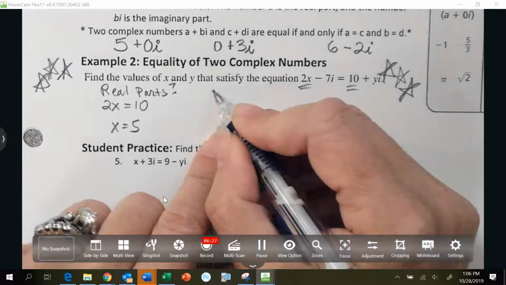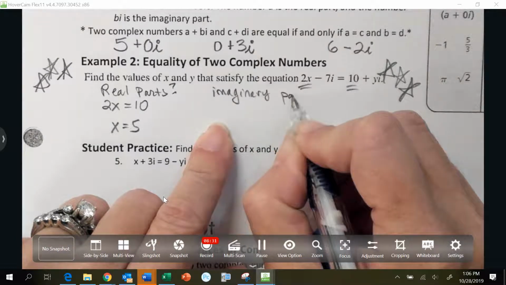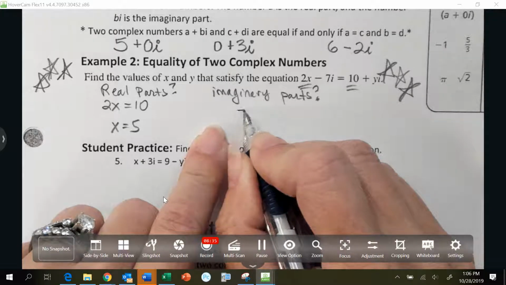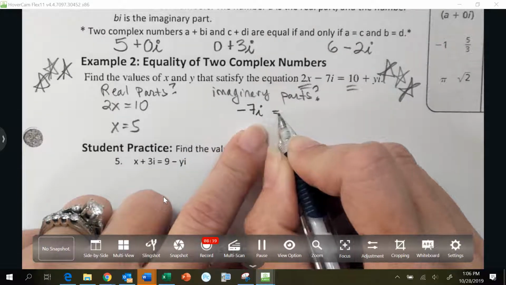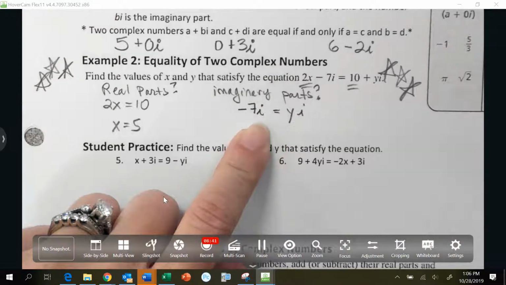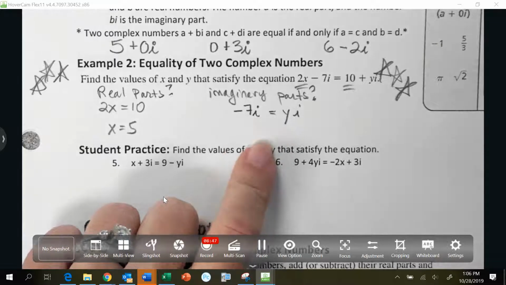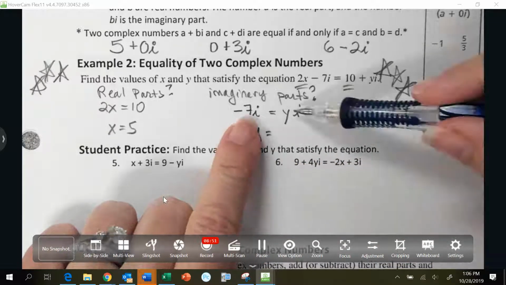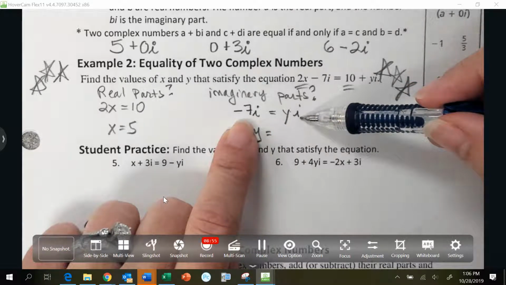How about my imaginary parts? Your imaginary parts are 7i and yi. What are they, Martin? Negative 7i and yi. Now I need to solve for y. I need you to tell me what y equals to make this true. Not 1. What number can I put in here so they are the same? Negative 7.